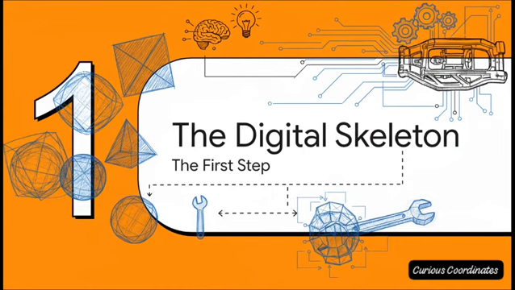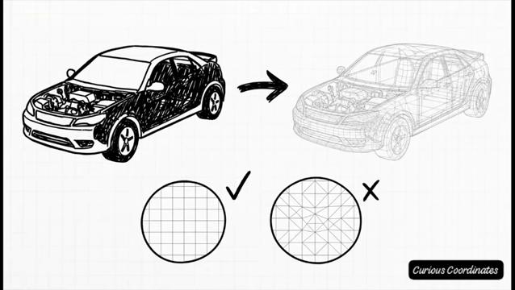Okay, let's get into it. Every single simulation, I don't care how complicated, always starts with the same basic step. You've got to build a digital version of the thing, a kind of digital skeleton. In the engineering world, we call this skeleton a mesh. You're basically taking a complex 3D model and breaking it down into thousands or sometimes millions of simple connected shapes.